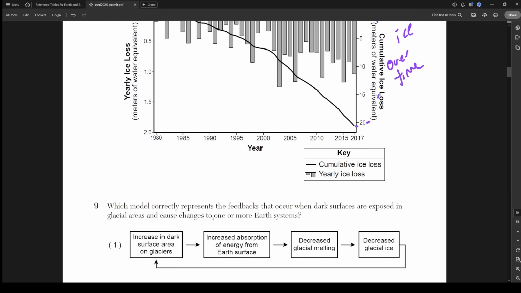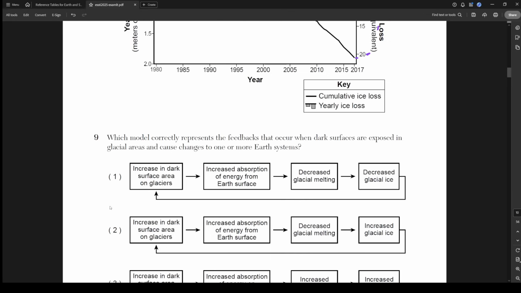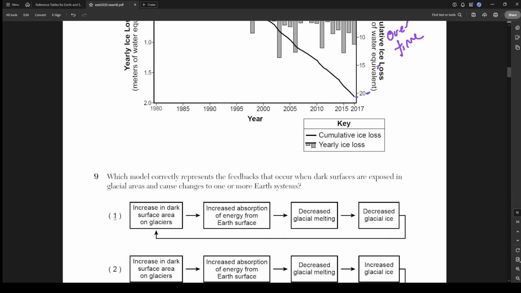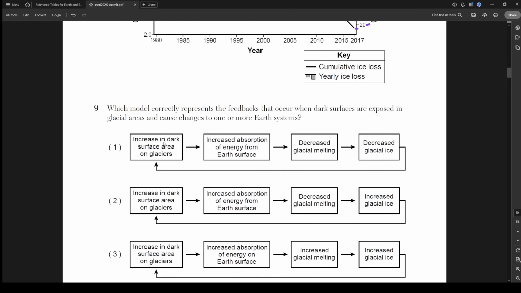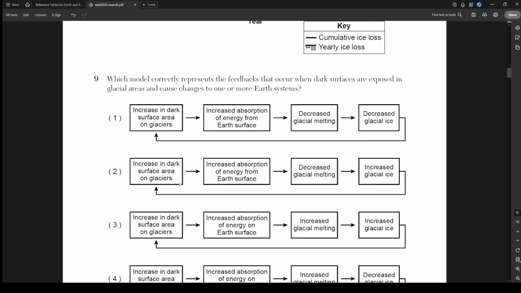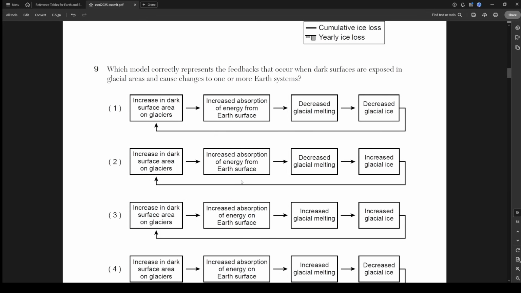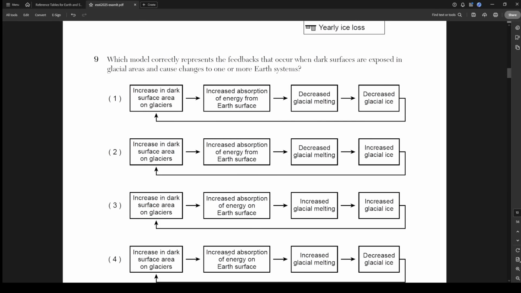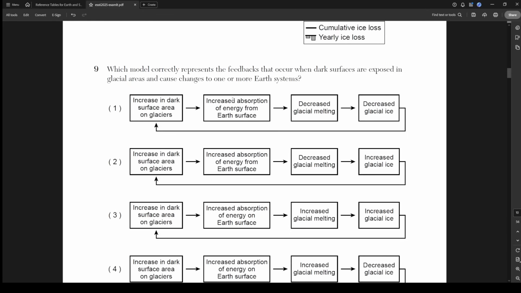Which model correctly represents the feedbacks that occur when dark surfaces are exposed in glacial areas and cause the changes? Okay, so this should be pretty easy, honestly. We'll see. Increasing dark surface area on glaciers. Okay, we're starting with that no matter what. Increase absorption of energy from the surface. Okay, 1 and 2 are both the same on all of them.